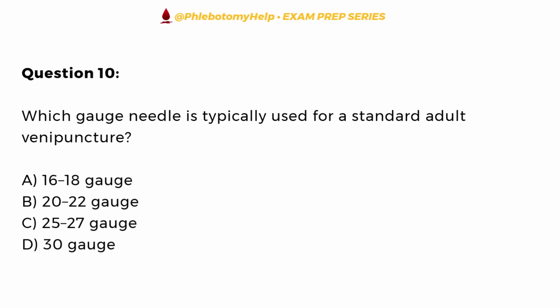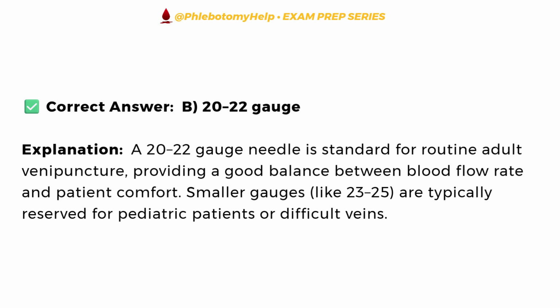Question 10. Which gauge needle is typically used for a standard adult venipuncture? Is the correct answer A, B, C, or D? The correct answer is B, 20 to 22 gauge.